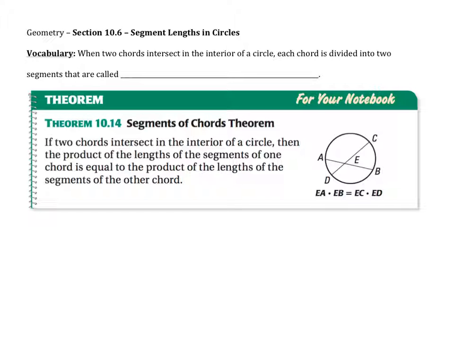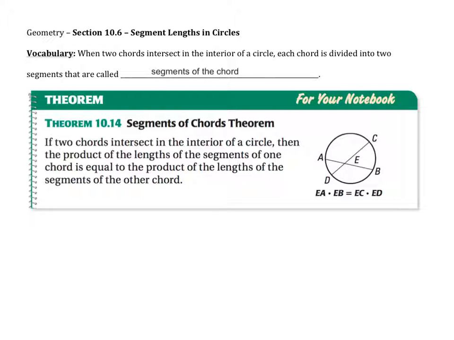Section 10.6 is about segment lengths in chords. To begin, let's start with another vocabulary word. When two chords intersect in the interior, so the inside of a circle, each chord is divided into two segments that are called segments of the chord.